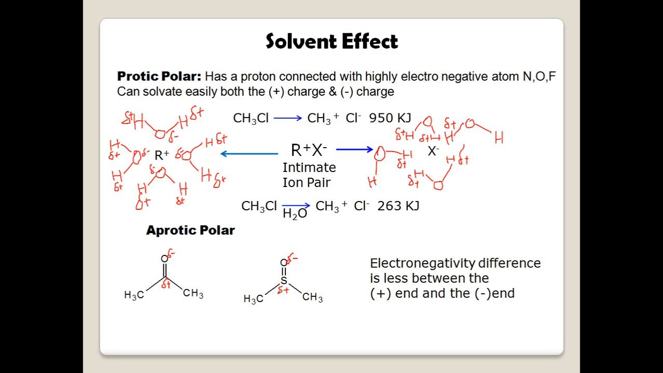While talking about aprotic polar solvent, here also some sort of dipole moment is there, but this is not very strong. So this kind of solvent can solvate the carbocation but cannot solvate the negative charge ion. So for SN1 reaction, since both the plus ion and minus ion form, protic polar solvent are much better choice than aprotic polar solvent.